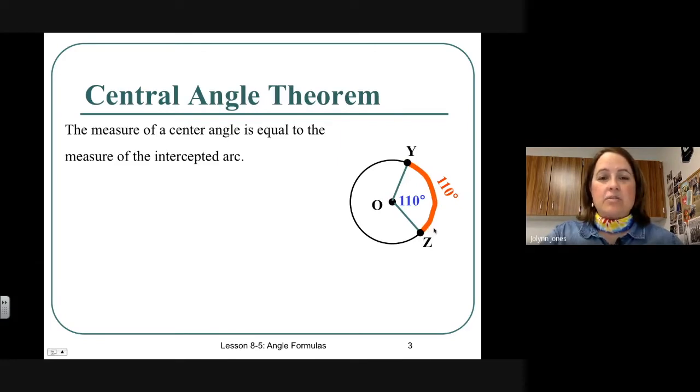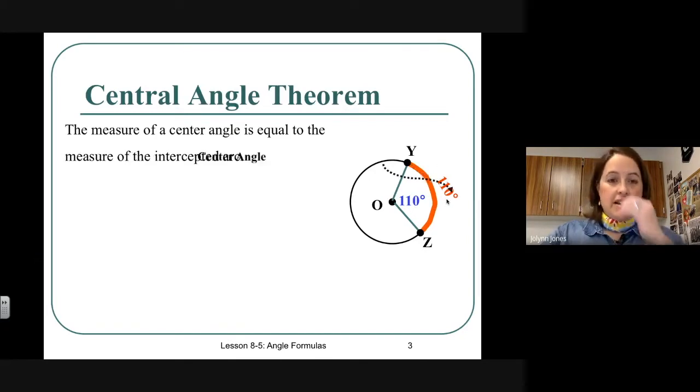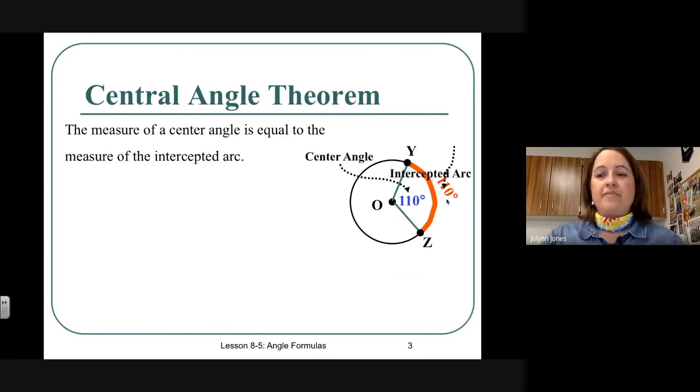And it makes perfect sense, because if we think about how many degrees it takes to go around an entire circle, it's going to be 360 degrees at the center, and it's also going to be 360 degrees for the circumference, as long as we're measuring both of these in degrees. So the measure of the central angle is going to be the same as the measure of the intercepted arc. All right? So our central angle and our intercepted arc.